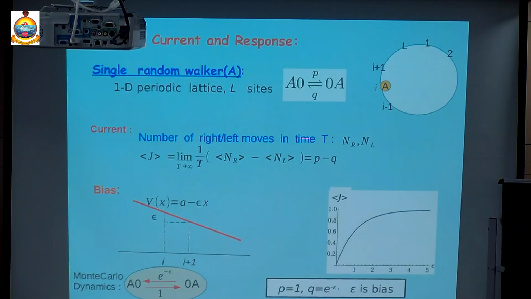So now what is a bias? In this problem, what exactly is the bias? Let us define it. Bias basically means that you have a one-dimensional system with a potential like that. This potential is a linear one, A minus epsilon x. That's the potential. So because the site is only one, the change of energy from this to this is just epsilon.